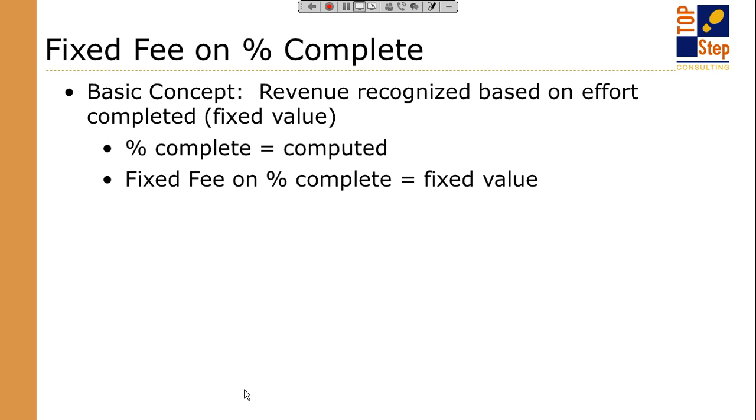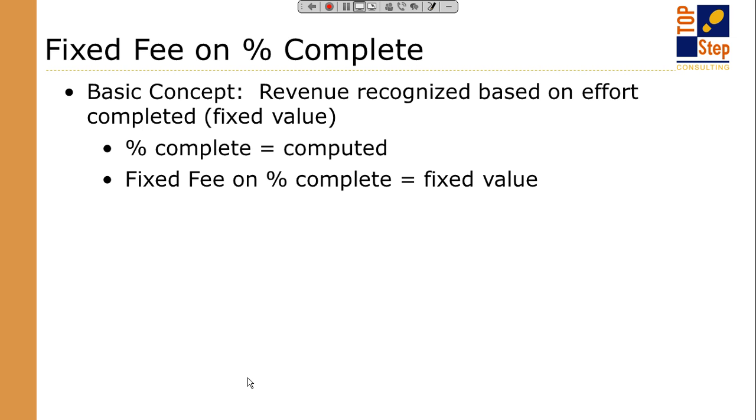Now, the fixed fee on percent complete is a different type of recognition rule, and that recognition rule recognizes a fixed amount of money when a certain percent complete is hit. So it's almost the reverse of the percent complete rule that we just went through. The percent complete rule says, here's how much money I could possibly recognize for the whole project, and then you figure out a percentage of what to actually recognize. This one flips it around and says, I recognize X amount of dollars when the project hits this percent complete.